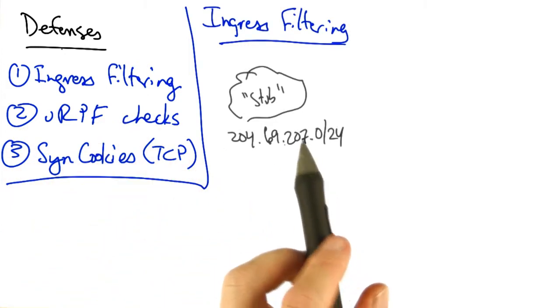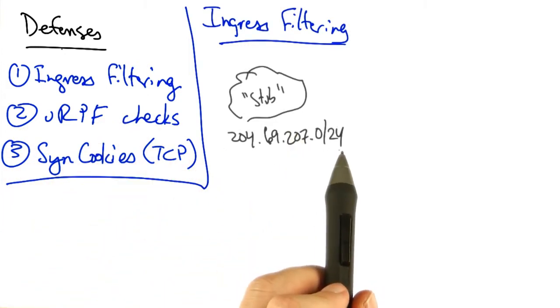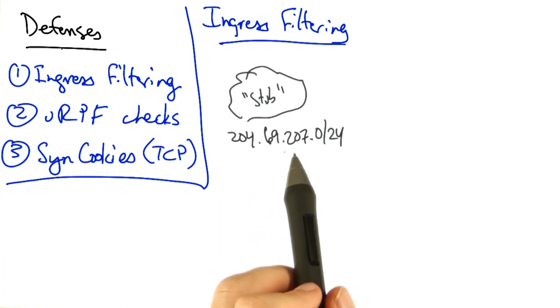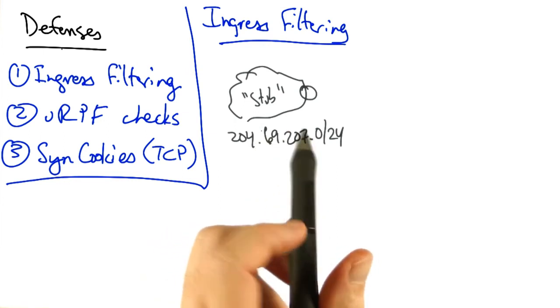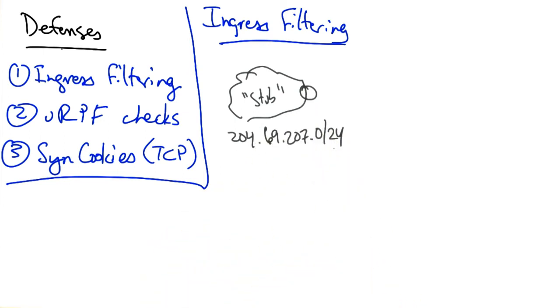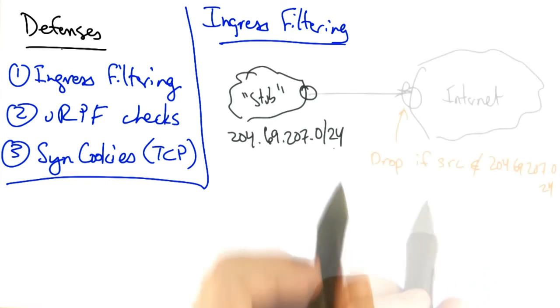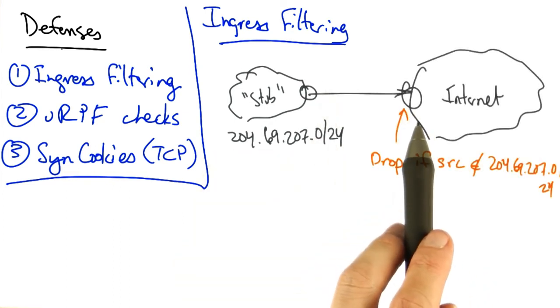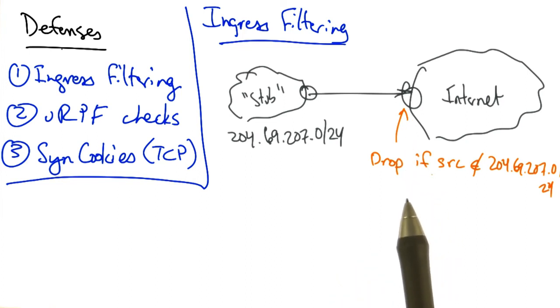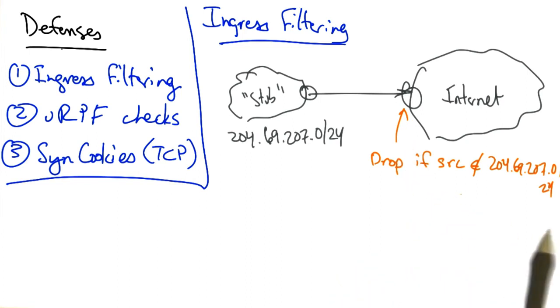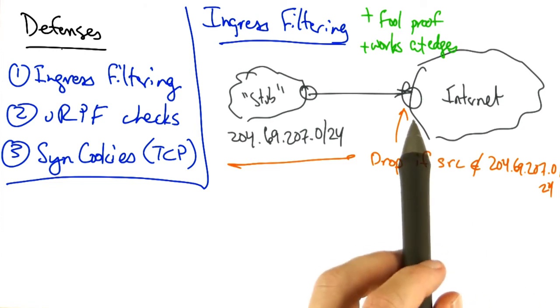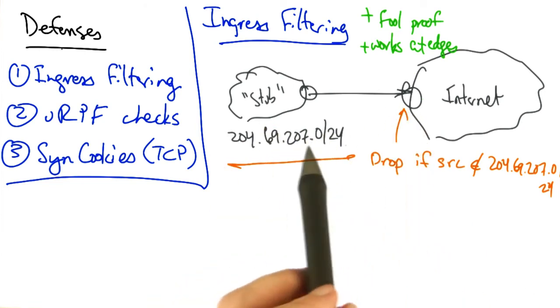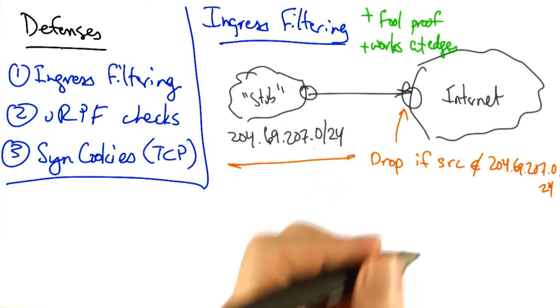Let's suppose that we have a stub autonomous system whose IP prefix was 204.69.207.0/24. Now, if this is a stub network that has no other networks connected to it, and this is the only IP address space that this network owns, then the router that is immediately upstream of that internet service provider can simply drop all traffic for which the source IP address is not in the IP address range of that particular network. So this is foolproof, and it works at the edges of the internet, where it's very easy to determine the IP address range that's owned by a downstream stub autonomous system.